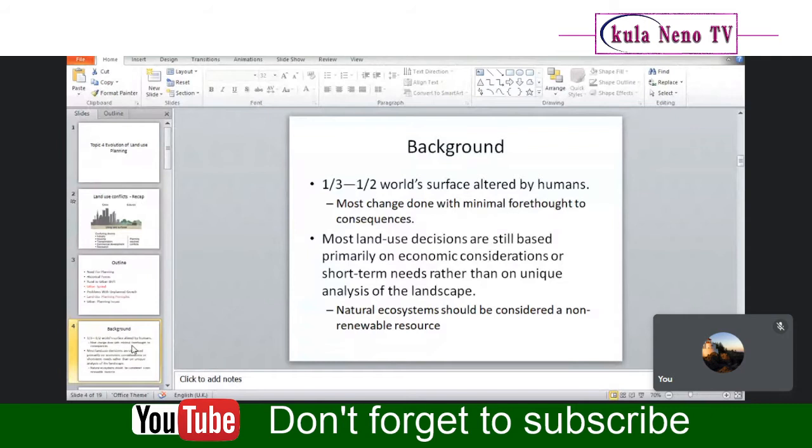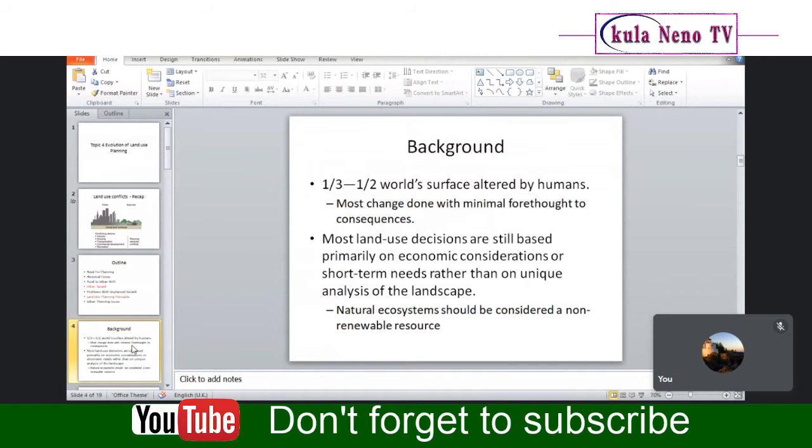We have changed things. And the undernote to that is that most of these alterations that we have done, we have hardly thought about the consequences. So put that in mind. We do something, we see an opportunity, and then realize we did not think about the consequences of what we are doing. So hold on to that thought as we continue.